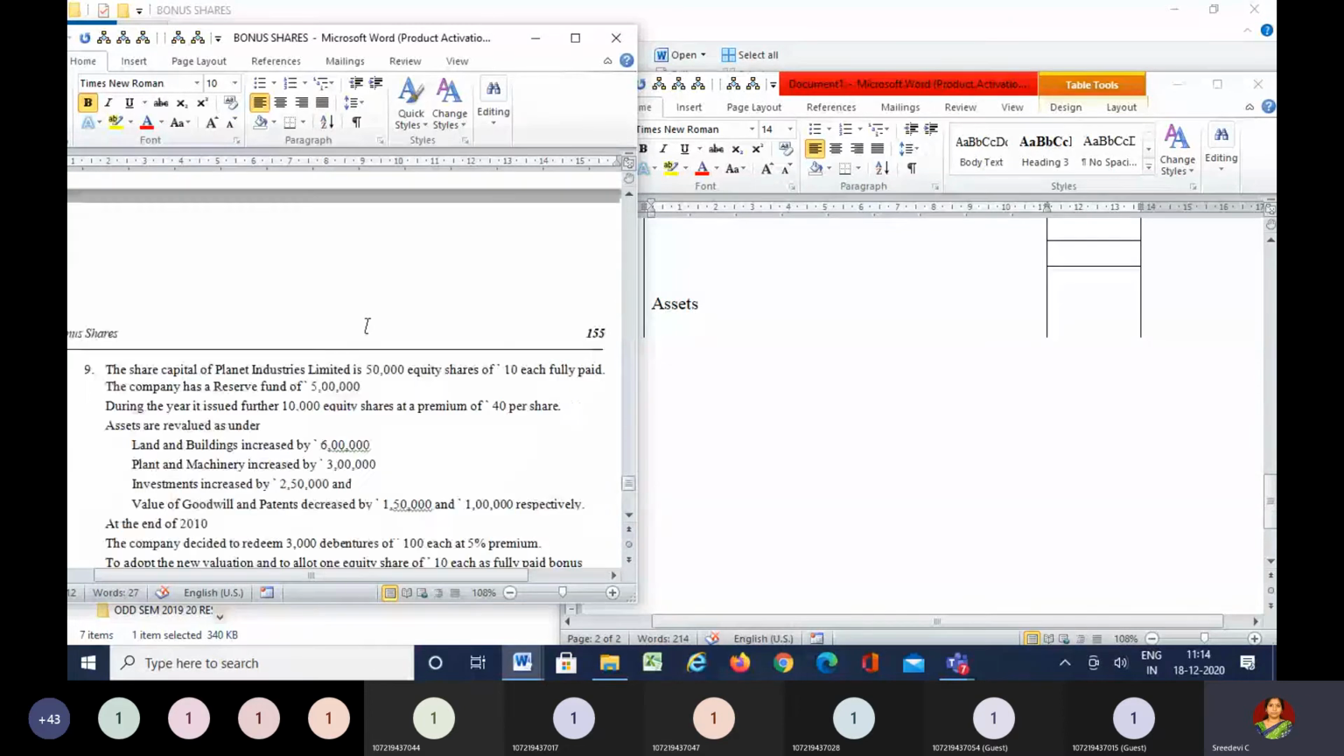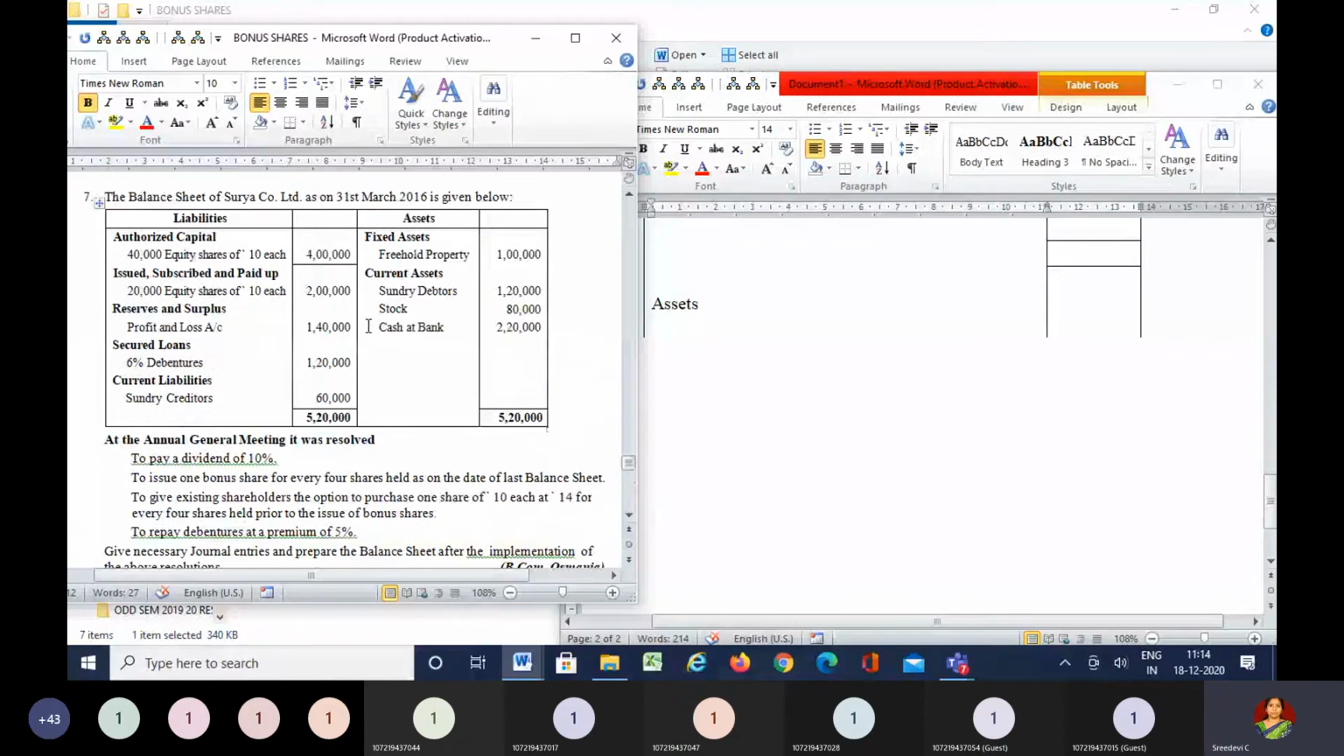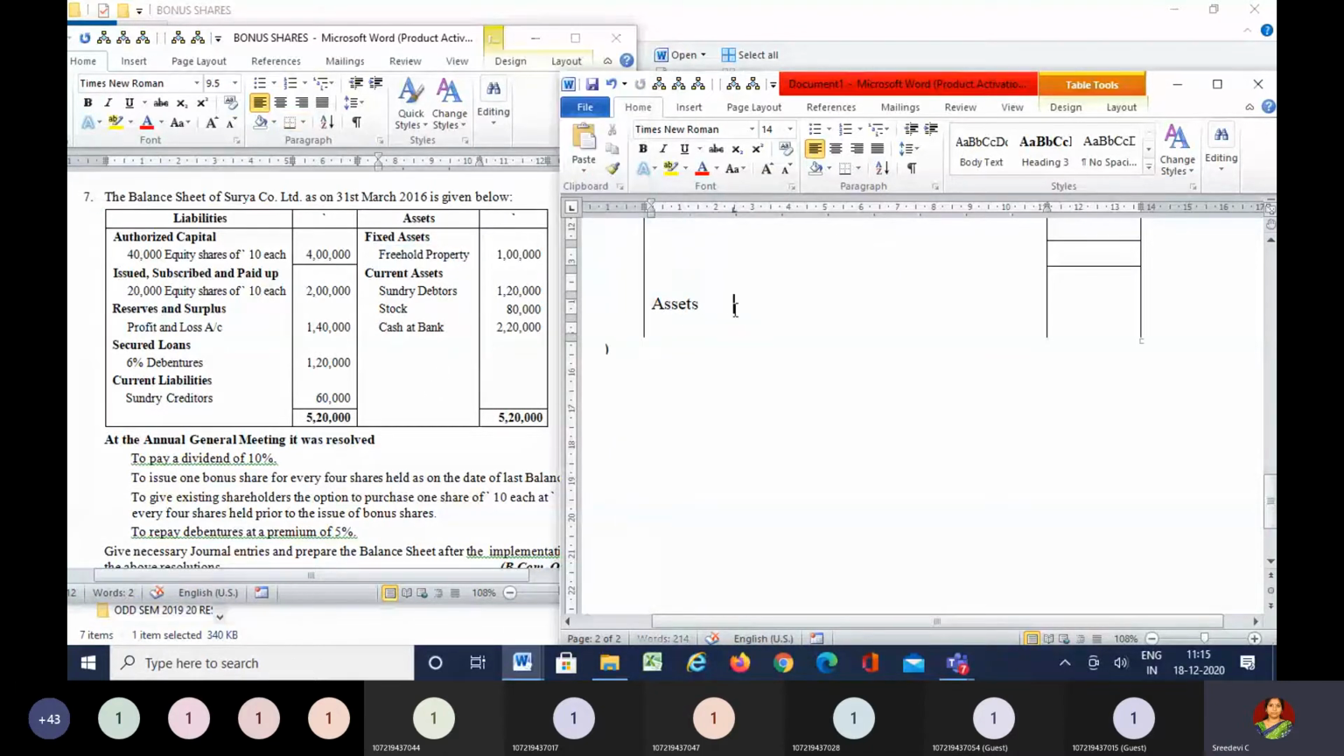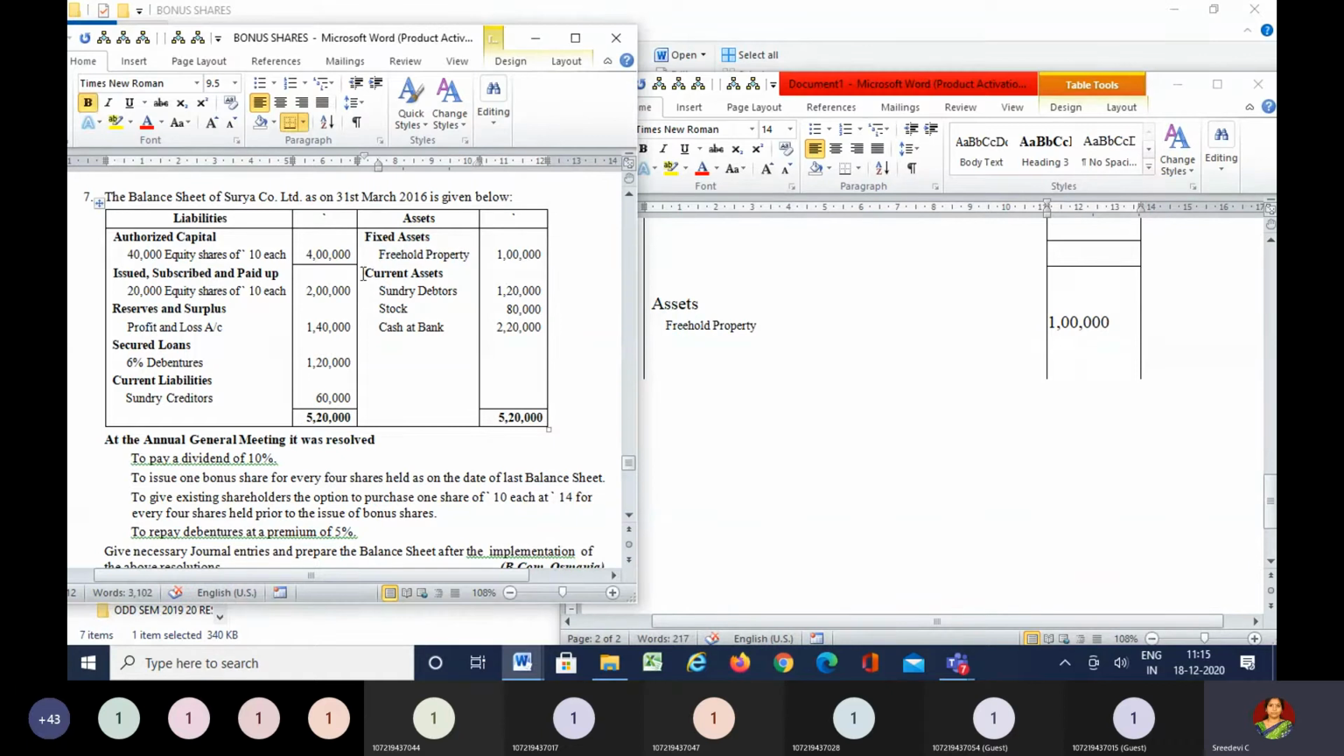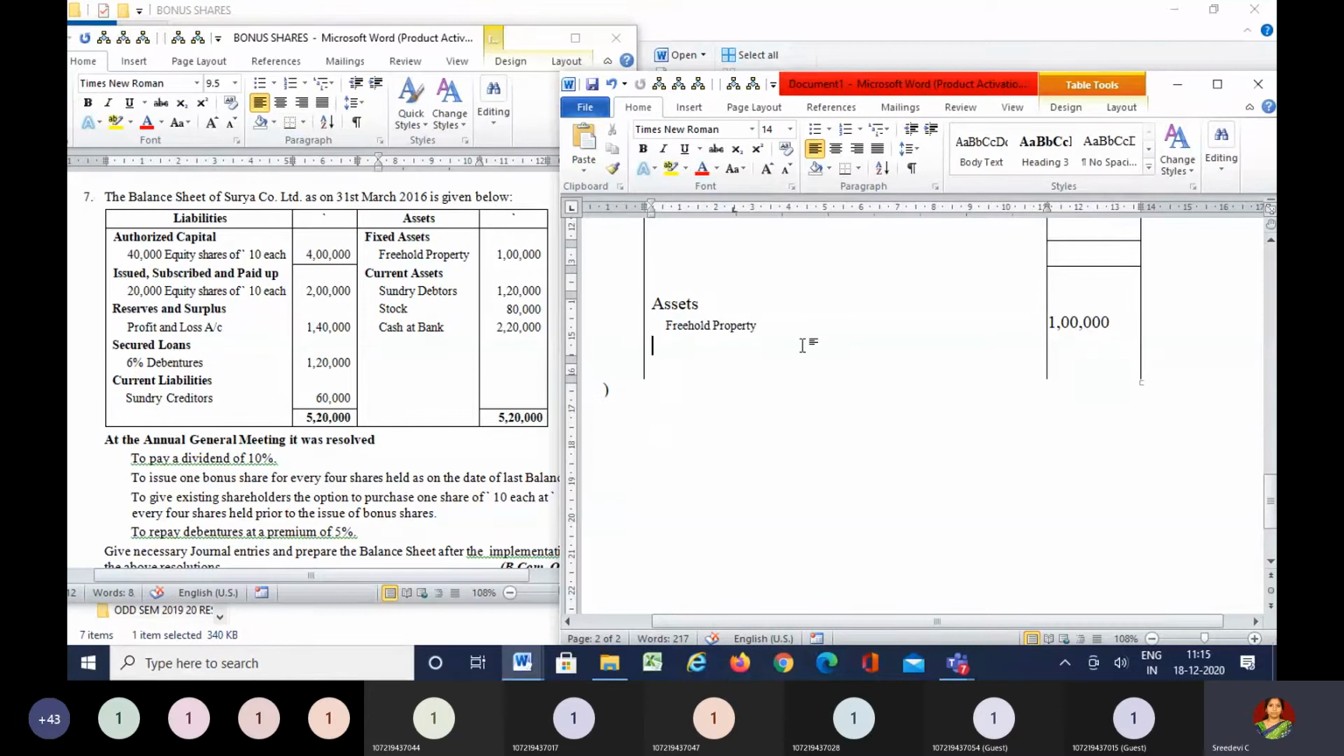So according to this, on the assets side we have a freehold property, right? So let me copy this. Freehold property is something which needs to be shown under the fixed assets, that is the fixed tangible assets, right? So 1 lakh is the amount of the freehold property, then followed by we have the current assets. So the current assets are sundry debtors, stock as well as the bank, right? So coming to the current assets, that is sundry debtors, stock and the bank.